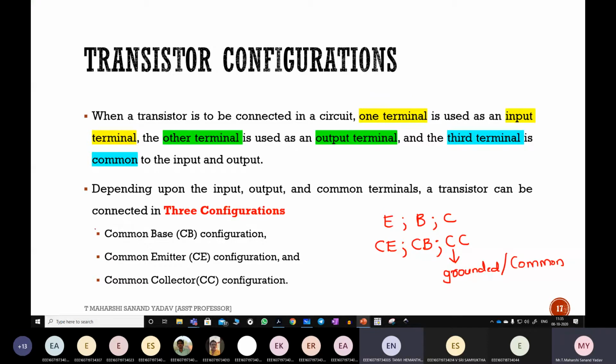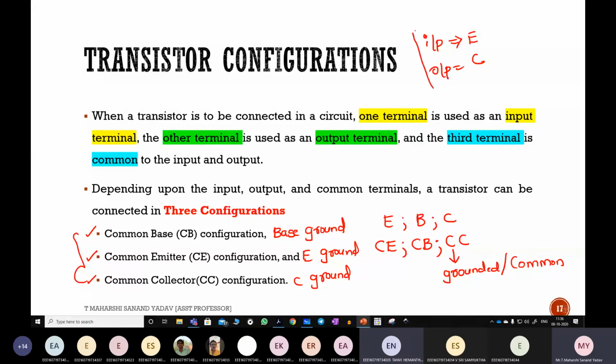So based on that, we got three types of configurations: CB configuration, CE, and CC. Common base means base is connected to ground. If it is common emitter, emitter is grounded. Same concept for collector. From these three, you may get one of the long questions followed by derivations also. So what is the input terminal? Emitter or collector? Emitter is input. Collector is nothing but output. Now we shall see each and every diagram in detail.